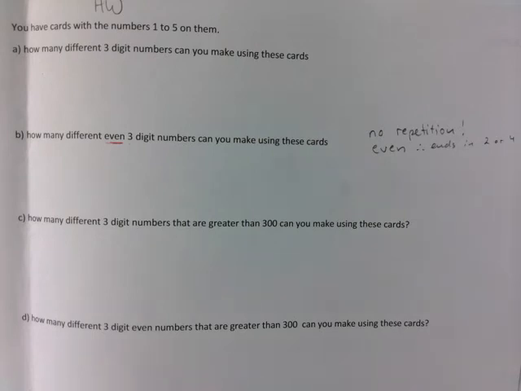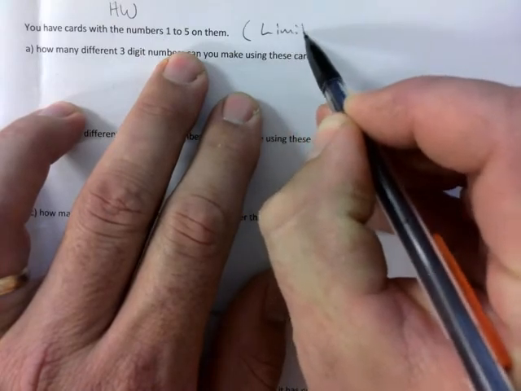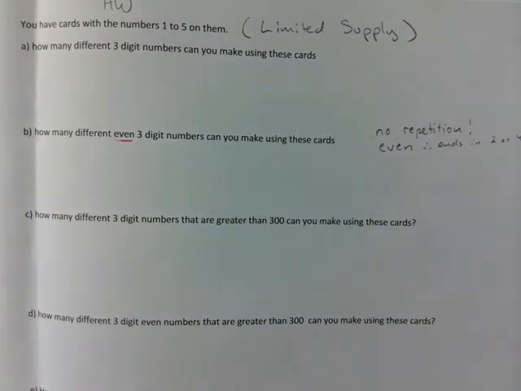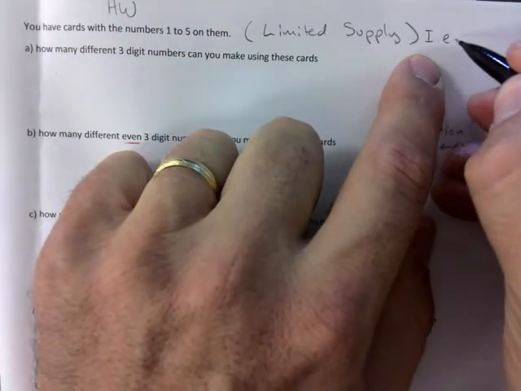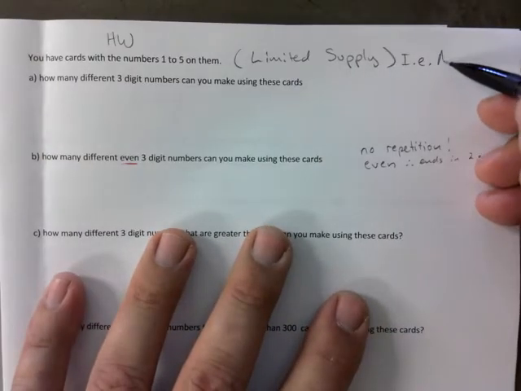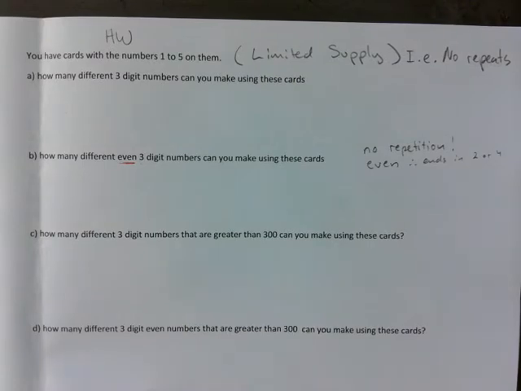Okay, so here we have cards with numbers 1 to 5 on them, right? There's a limited supply. I told you that already, but it's saying no repeats. It's another way of saying no repeats, basically, right? You understand that? Because you're taking, and there you have fewer left for the next slot. So just be careful. Sometimes I use different wording to do the same thing.